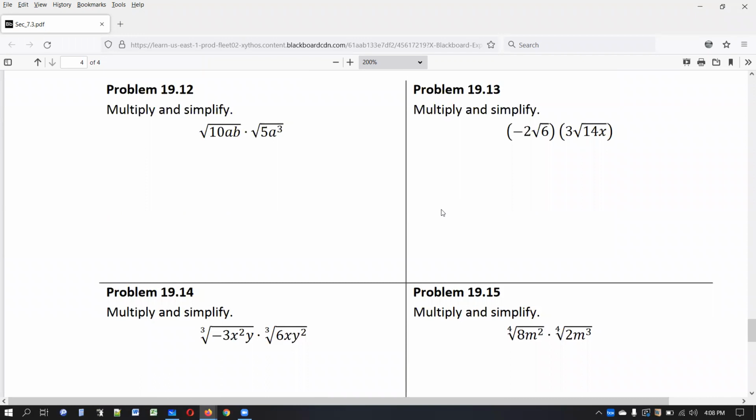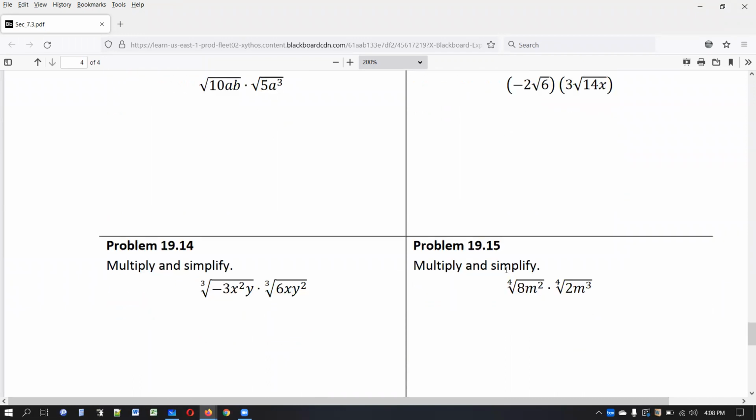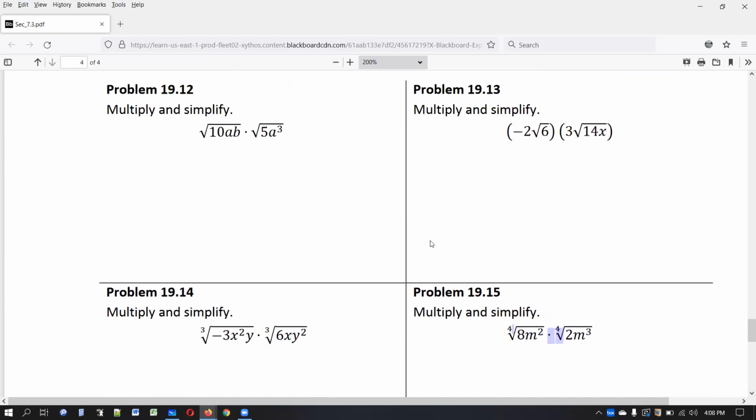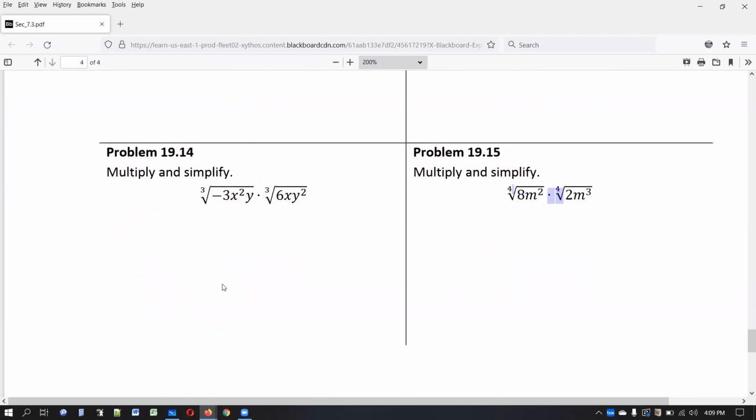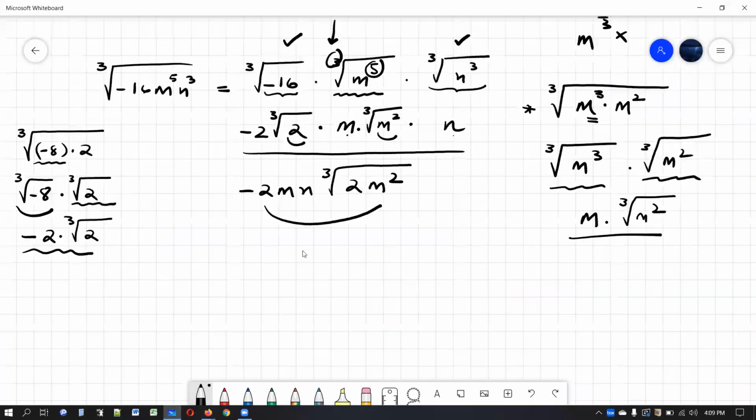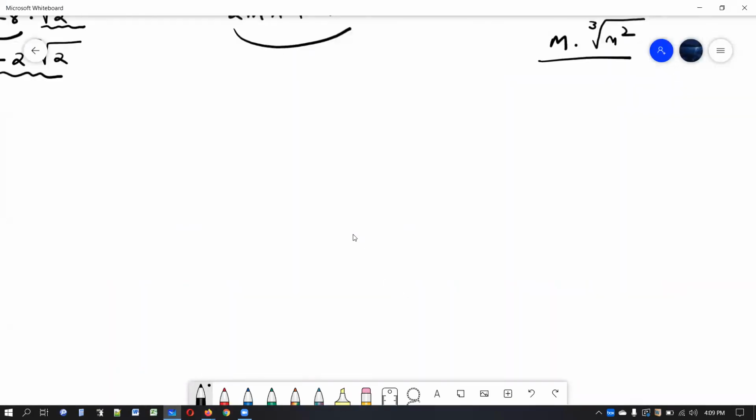So let's do one. We already did fourth root, so maybe how about 19.14, which is third root. Okay, so let's do that one, and then that will be the end of 7.3. So let's see, cubic root of 3x squared y. So simplify again.